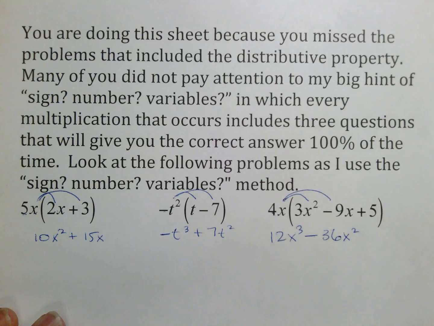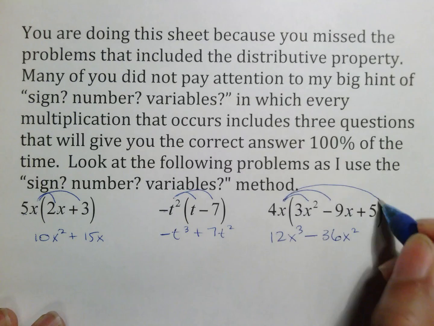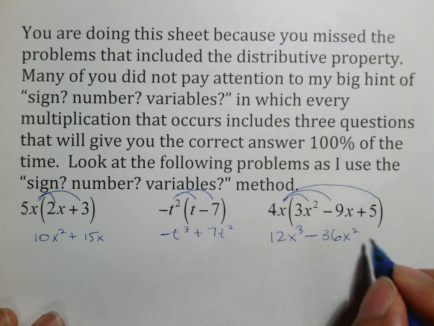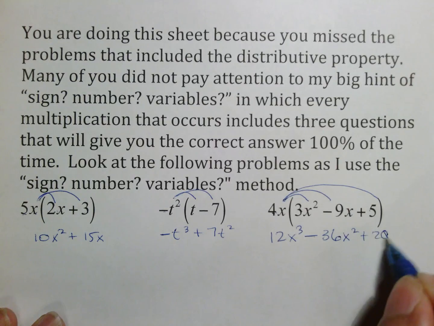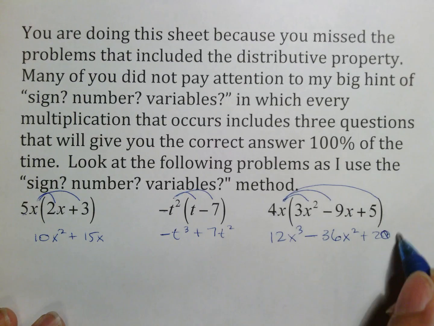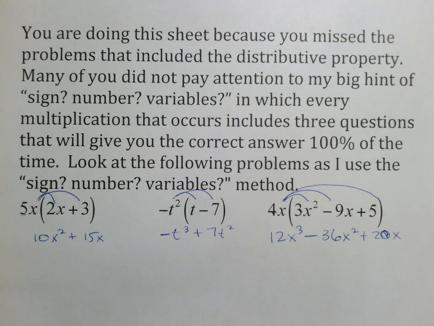Again, notice if you just take your time, you will get it right every single time. Here, the sign is a positive times a positive, which is positive. The number is 4 times 5, which is 20. And there's only 1 x among them, and so that's what I end up with.